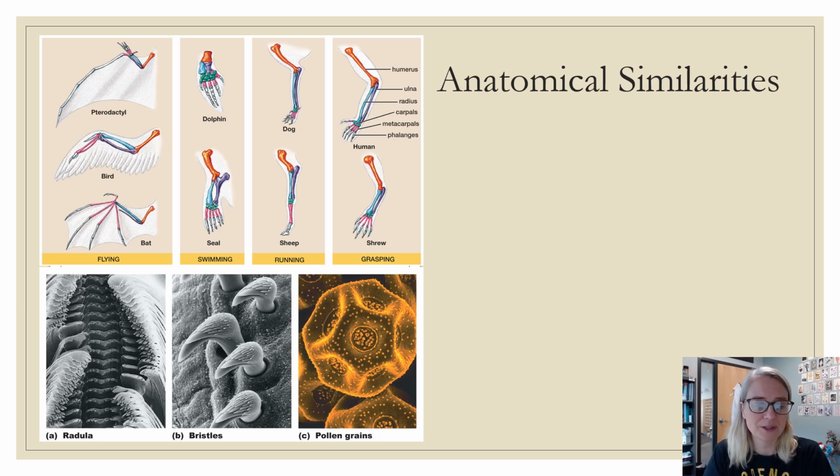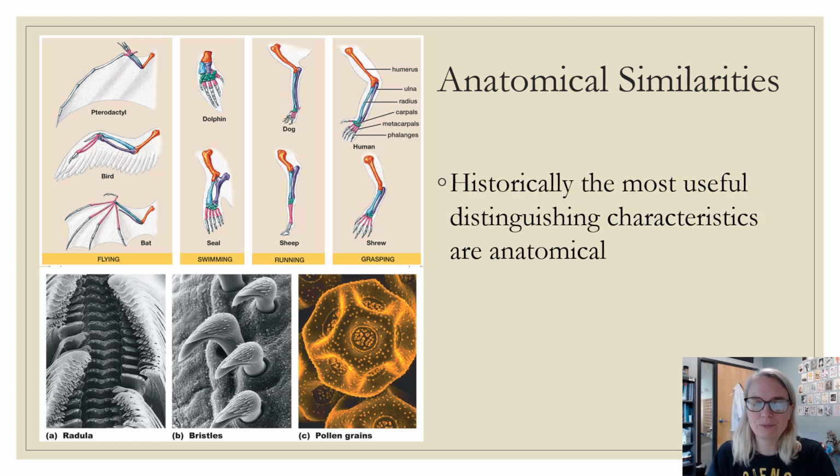And then also here we have some microscopic anatomical similarities. You have to get under the microscope to see these. Radula are little kind of teeth things that you might find on a snail or a slug. Bristles you might find on an insect or a worm. And pollen grains are obviously reproductive structures of plants.